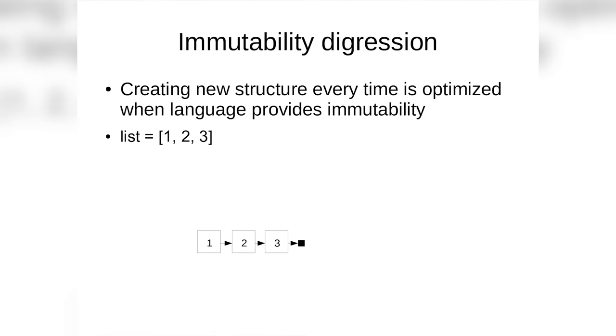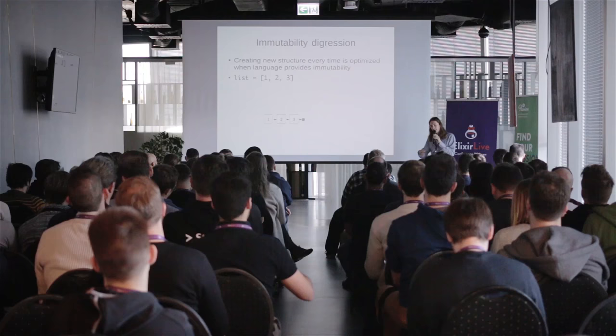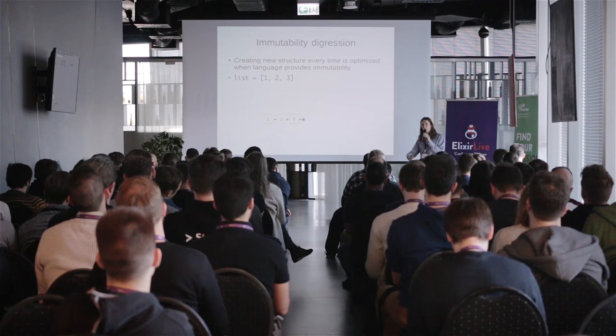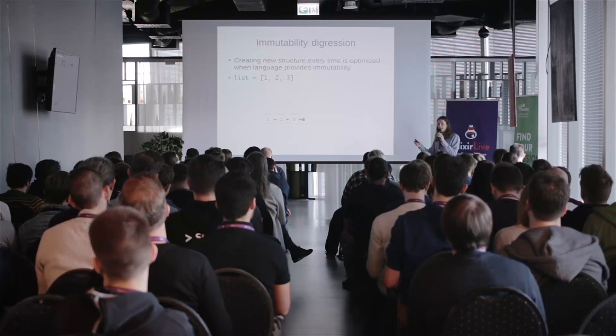Okay, this is first of the three digressions between examples, and this is about immutability, because people often ask, okay, if you create a new change set each time with these small functions, does it mean that in the bottom, in the Erlang VM, are we copying the data? And the answer is that if you have a language with immutability, like Elixir, we don't have to do it each time. So the example is that some data structures, like lists, are just linked lists inside Erlang VM.